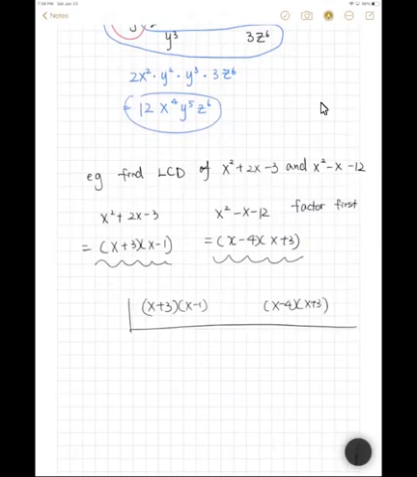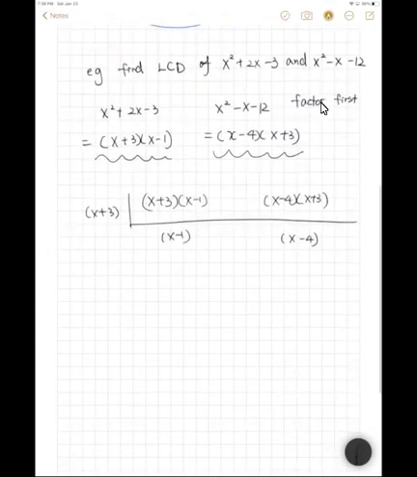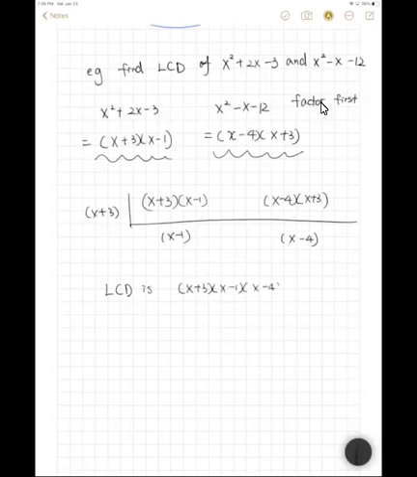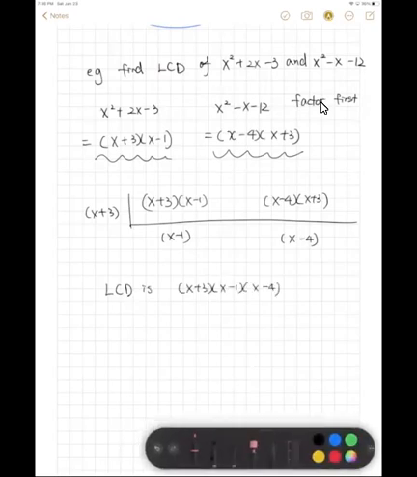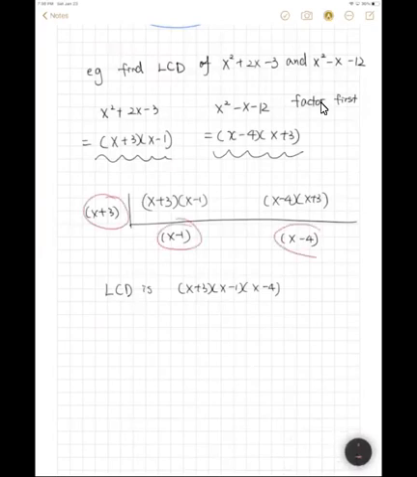Okay, what's the common factor? x plus 3. So after x plus 3, what remains? x minus 1, and then x minus 4. Okay, so the least common denominator is what? You multiply the terms together. 1, 2, 3. You multiply them together, so you will have the least common denominator.